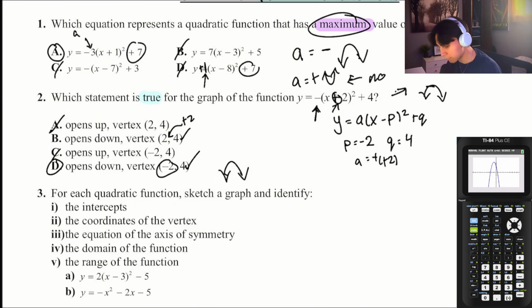Our x value for our vertex is going to be at negative 2. And the y is going to be at positive 4. And these are all correct. So that is how you know you're correct with this question.